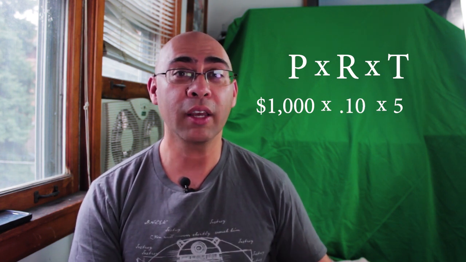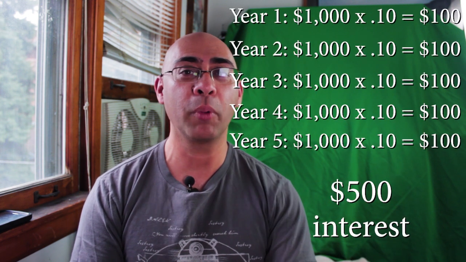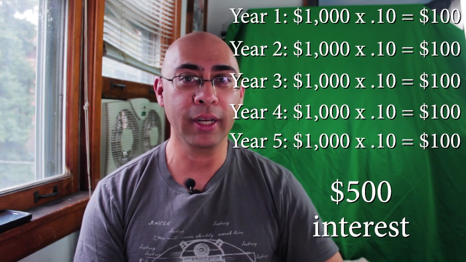Now the simple formula is just the principal, which is the amount of money you put in, times the rate, which is the 10%, times the time, which is 5 years, and when you multiply those three numbers, you get $500 very quickly, but I prefer the breakdown year by year to see how you're getting that money.